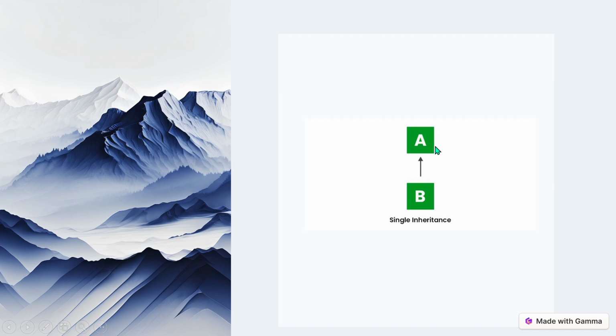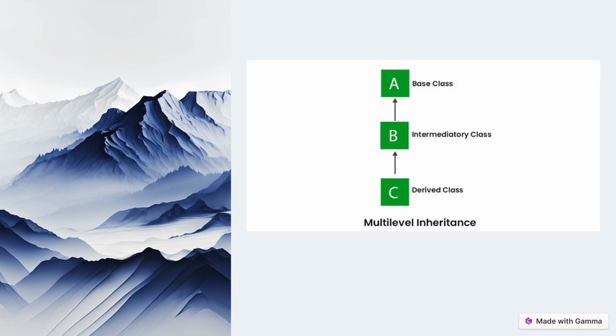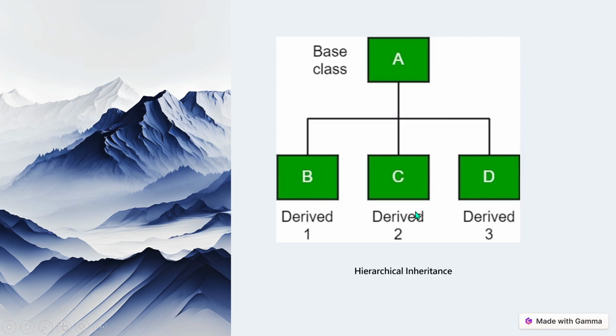I will give one programming example also. Okay, and you see, this is multi-level inheritance. A has one child, B, and B also has one more child, C. So this is called multi-level inheritance. Yes, it's possible. C will get some properties from B, and B will get some properties from A. And this is hierarchical inheritance. One base class, one parent class, can have multiple children, right?